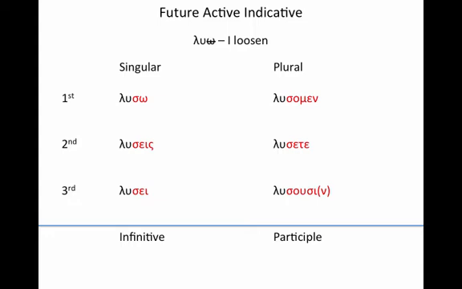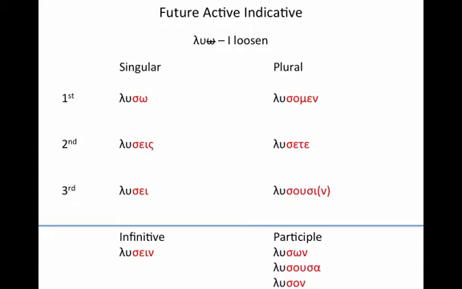And if you note, these are our normal present endings with a sigma before it. So luso, I will loosen. Luseis, you will loosen. Lusei, he, she, it will loosen. Lusomen, we will loosen. Lusete, y'all will loosen. Lusousin, they will loosen. So these endings should be very familiar. They just have that thematic sigma before them.